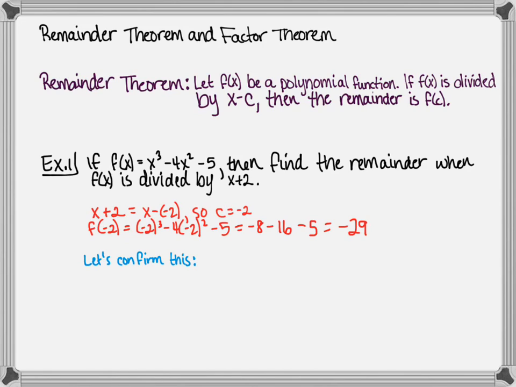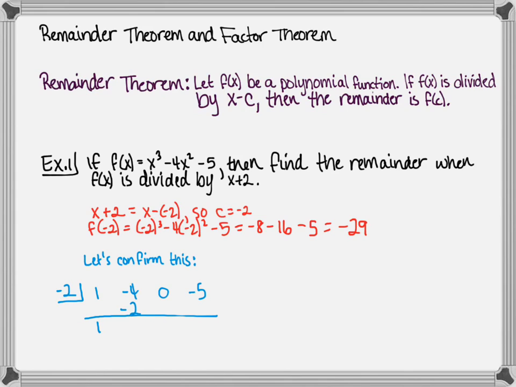So x cubed minus 4x squared minus 5. Let's put our coefficients. We've got 1 for x cubed, negative 4 for x squared, 0 for x, so I have to put that placeholder 0 in, and negative 5. And we're dividing by x plus 2, so c is negative 2. Okay, bring down the 1.